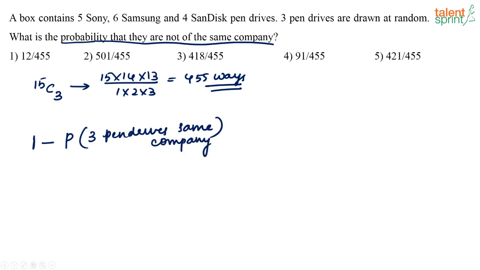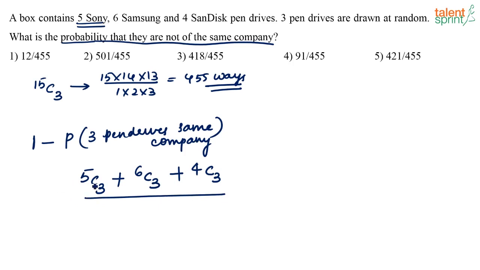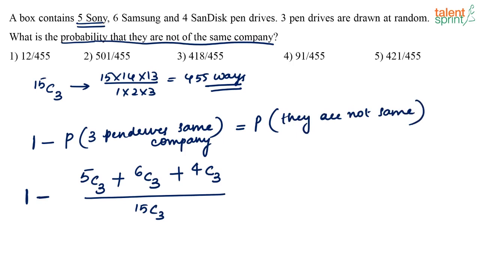So what is the probability that all the 3 pen drives belong to the same company? What are the 3 possibilities that you have? Either all the 3 pen drives can belong to Sony, or the 3 pen drives that I choose are from Samsung, or the 3 pen drives that I choose are from SanDisk. So the probability that all the 3 pen drives belong to the same company is 5C3 plus 6C3 plus 4C3 divided by 15C3. So I have to do 1 minus this, and this will give me the probability that they are not the same company. So what will you get when you solve this?